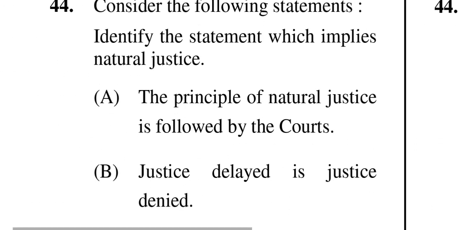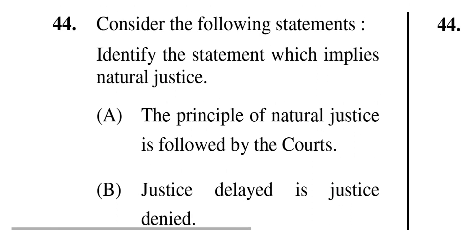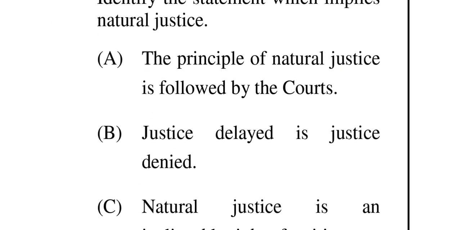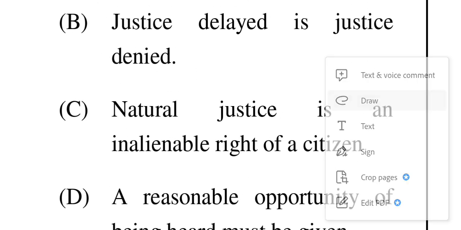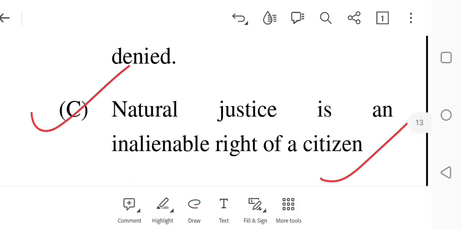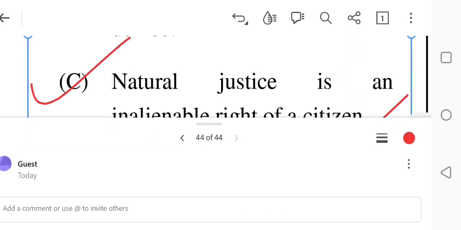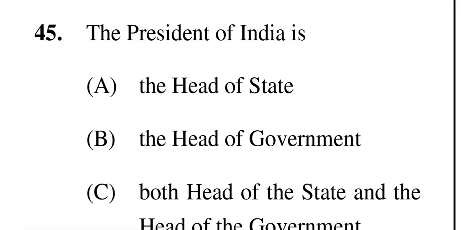44. The correct answer will be: identify the statement which implies natural justice. It will be C. Natural justice is an inalienable right of a citizen. Got it. Very good. Okay, let's move on.